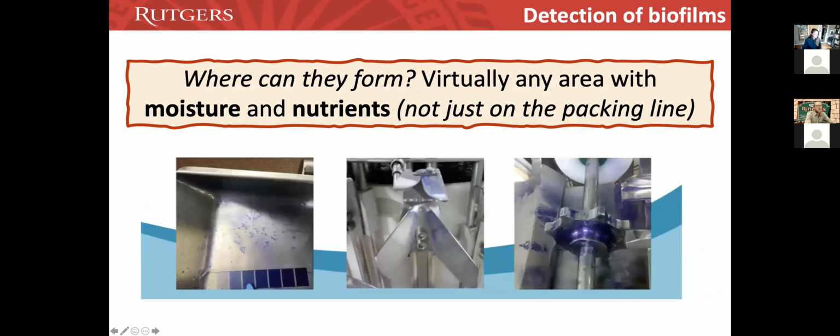So there are a number of different detection systems that can help you visualize biofilm formation. Here, this is a dye that is showing where biofilms are occurring. And what I'm taking from this image is that biofilms can get going just about anywhere. Anywhere there's moisture and nutrients, you can have a biofilm forming. And this could be in your bins that you're bringing in. This could be on various equipment. It's not just in your processing system.